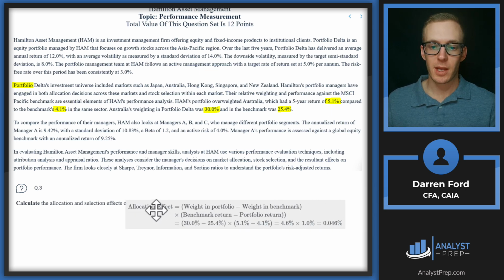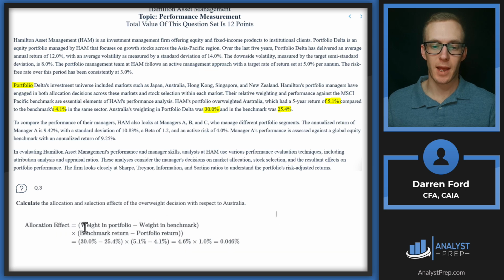So let's pull in our allocation effect first and walk through that. So we're going to have weight in the portfolio minus weight in the benchmark. That'll give us our figures down here. So we have the 30 minus 25.4 brings us to 4.6.